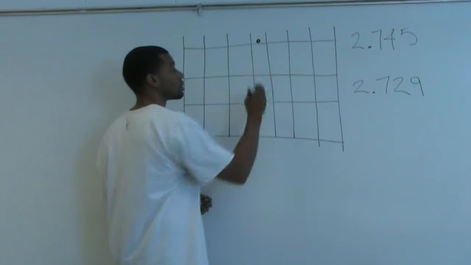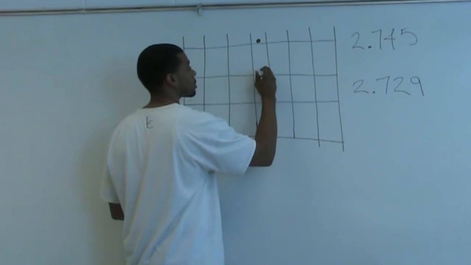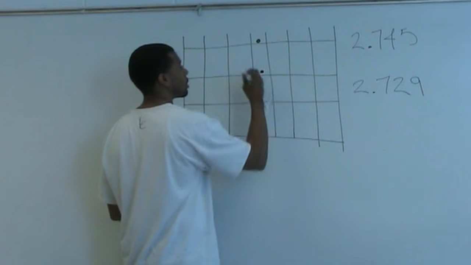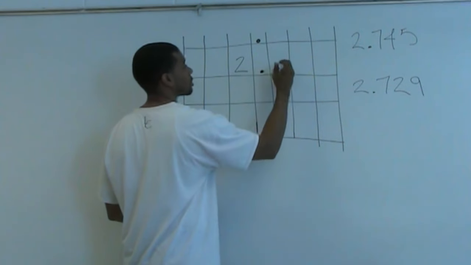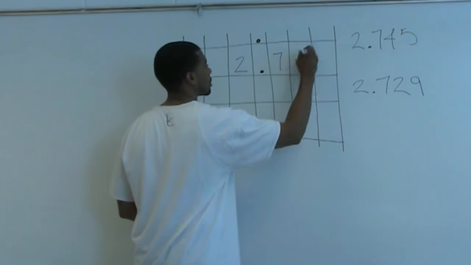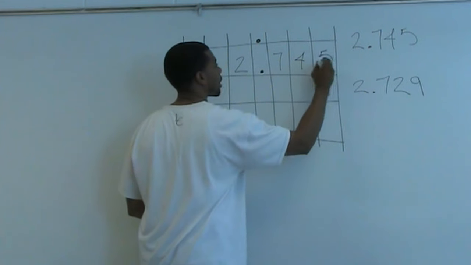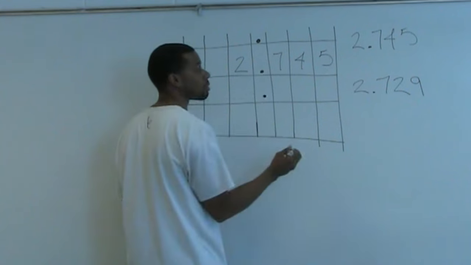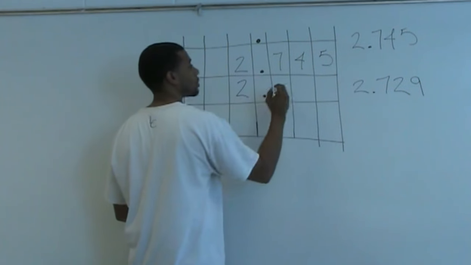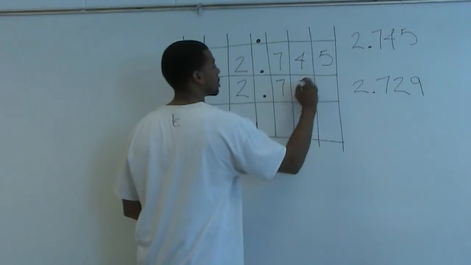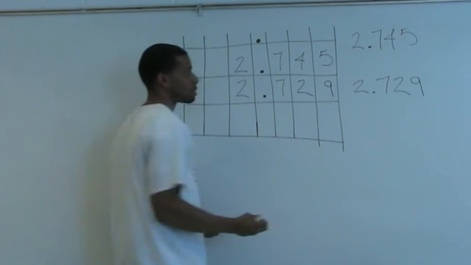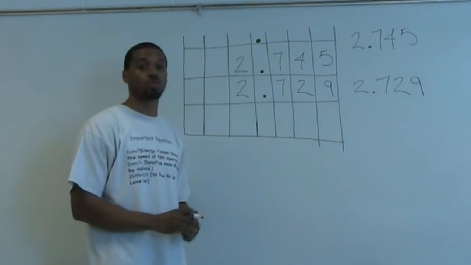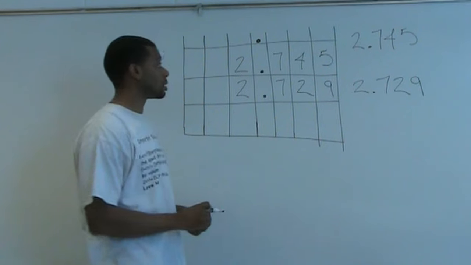First thing we do is line up our decimals. 2 goes there, 7, 4, 5. Line up the decimals for the next number. 2, 7, 2, 9. Again, we still keep just one digit in each column.